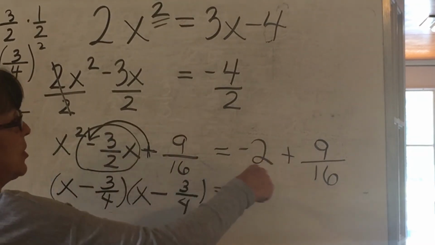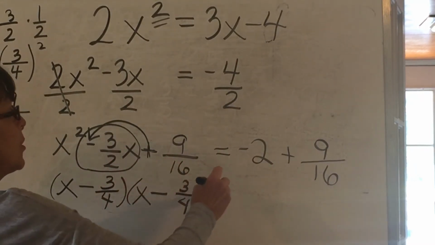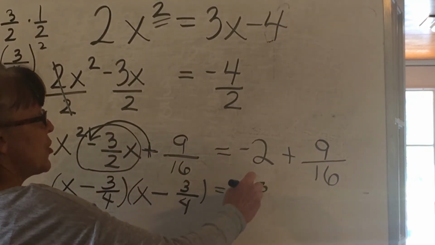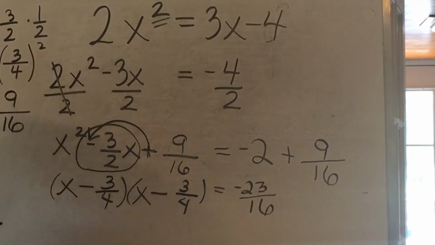You would type this into your calculator. It gives you a decimal. You don't want that decimal. You want the fraction form, which is -23/16.